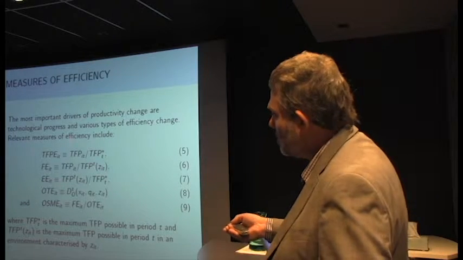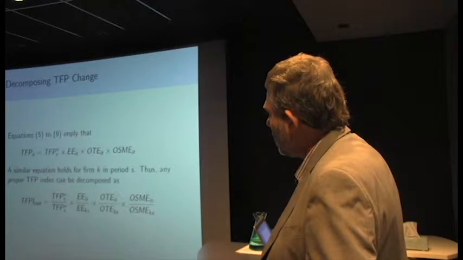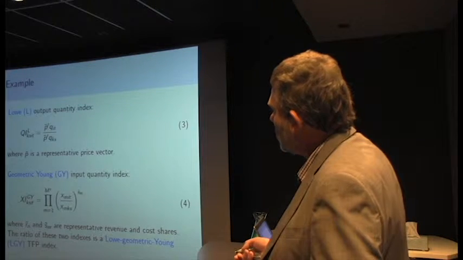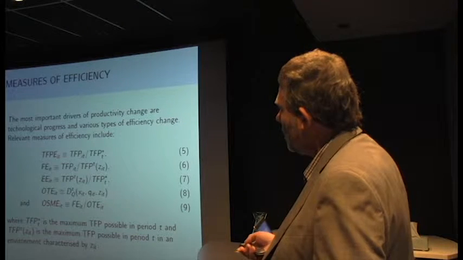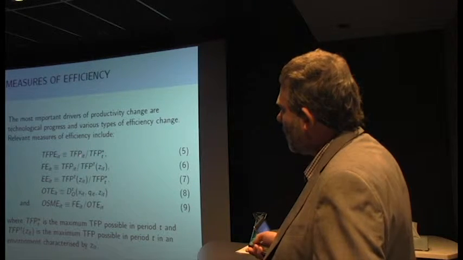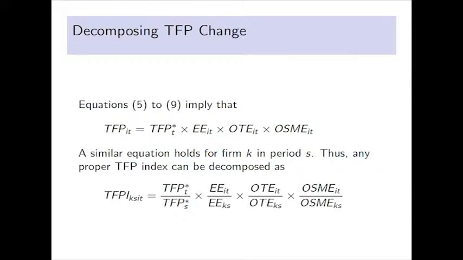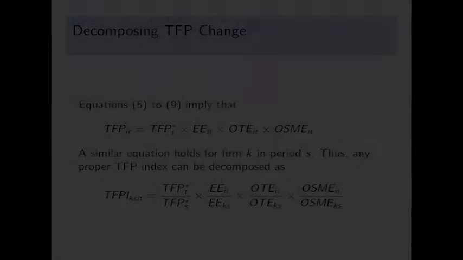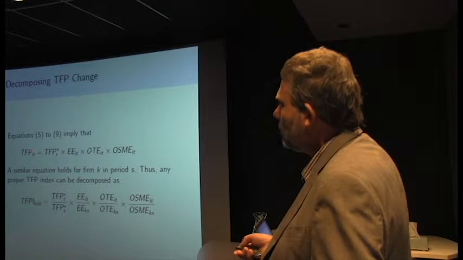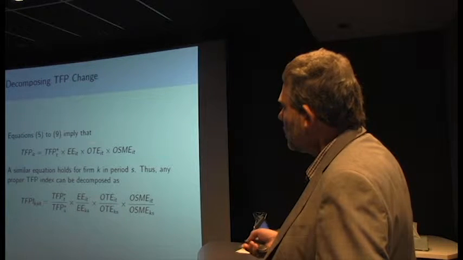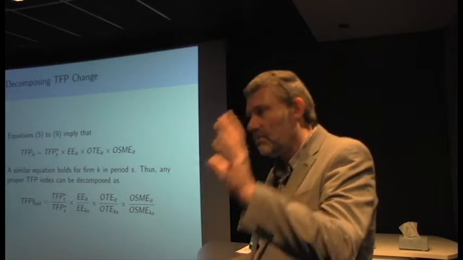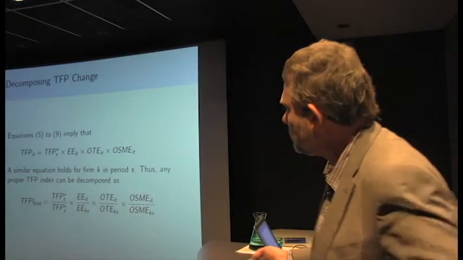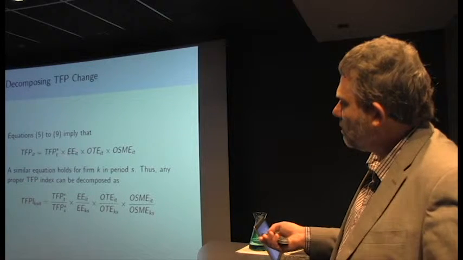Okay? So these are all mathematically exact. So the sort of thing that you can do is, if I take this relationship here and just rearrange it, and put this over on the other side, TFP will be equal to TFP star times all the efficiency, and you can actually easily enough break it out. Observed TFP is a proportion of the maximum possible, and that proportion is the product of the environment, technical efficiency and scale effects. And that's for firm I in period T.